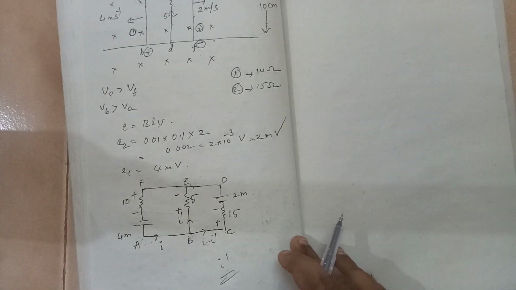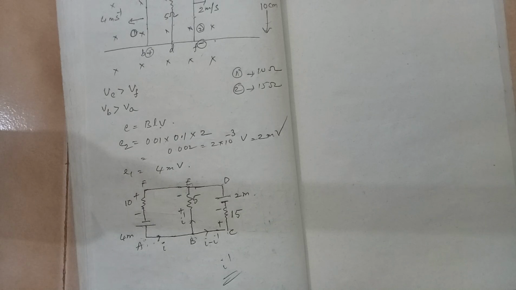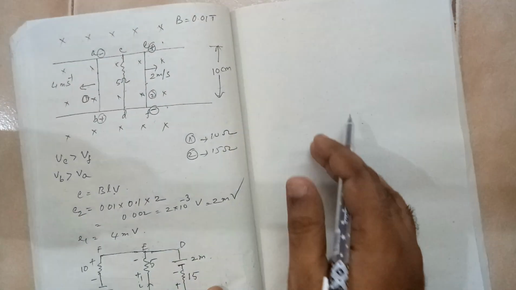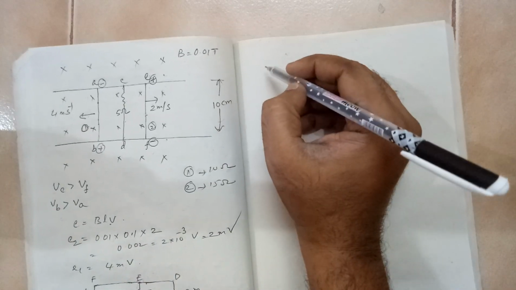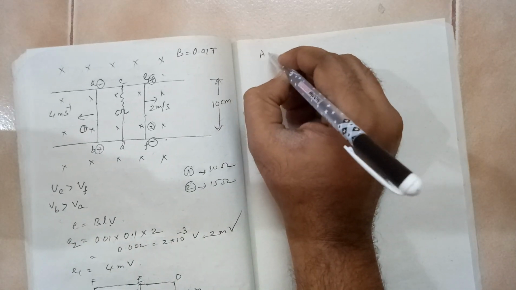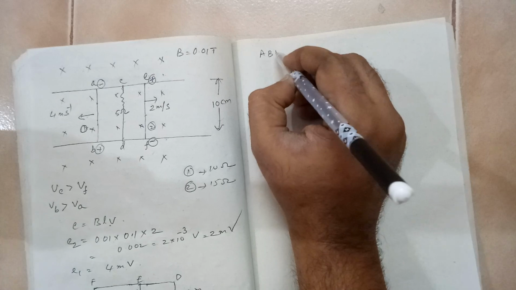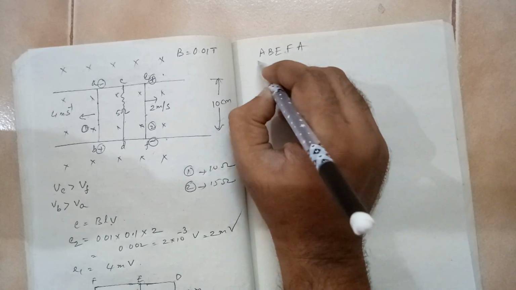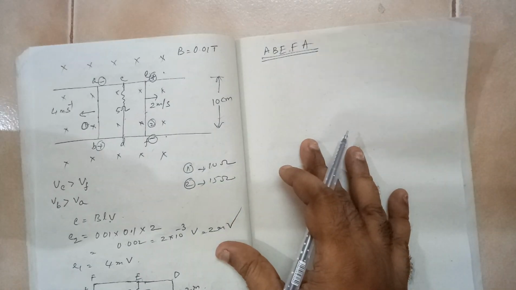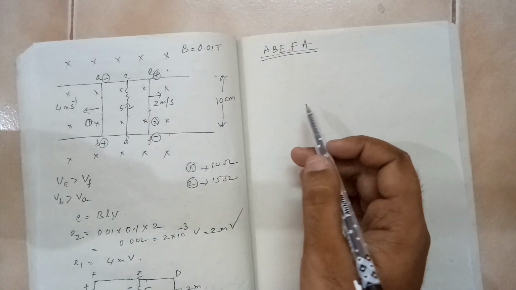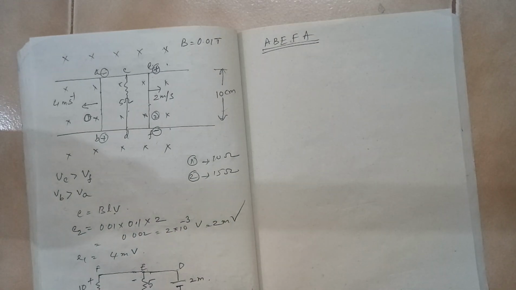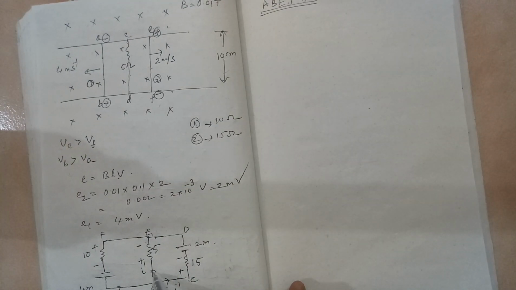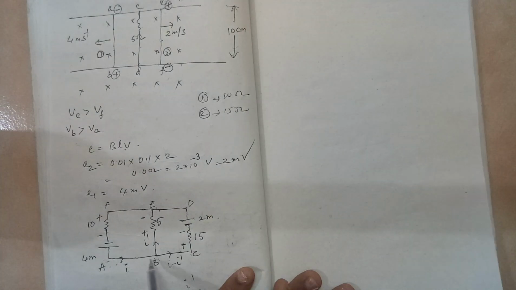So to apply the Kirchhoff rule, we need to take a closed loop. So I will take loop A, B, E, F, A. This loop I am taking. Starting from A, you can see here there is no resistor. When you enter into this part, the AB part, there is no resistor.